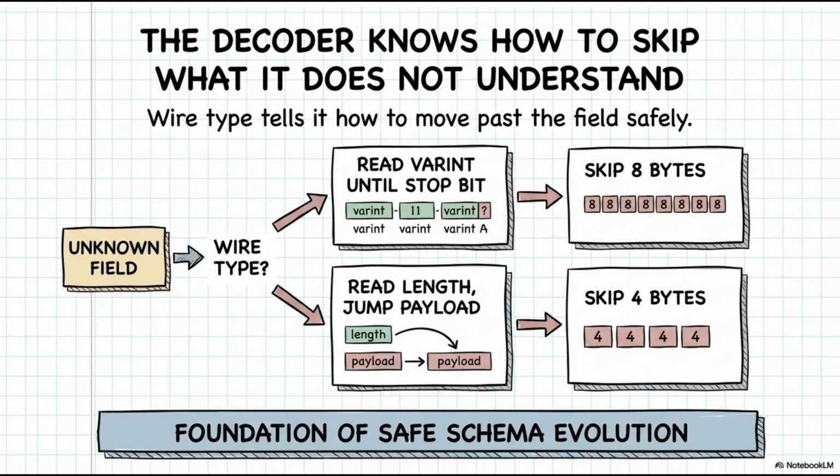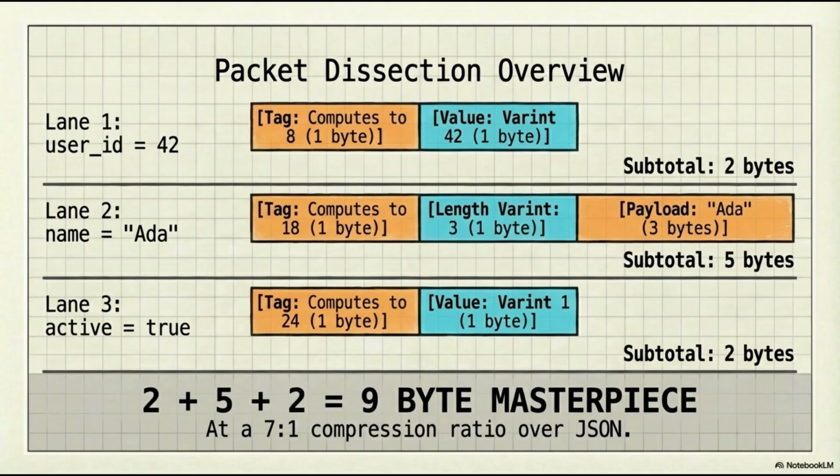This is the absolute foundation of schema evolution. If an older microservice receives a message with a brand new field it has never seen before, it doesn't throw a parsing error like JSON often does. No, it checks the wire type, skips the correct number of bytes, and processes the rest of the message perfectly. It is future-proofing built directly into the lowest level of the binary format. Which allows you to decouple deployments so service A and service B don't have to be updated at the exact same time. Exactly. Let's put this all together and build a whole message to see the final weight.